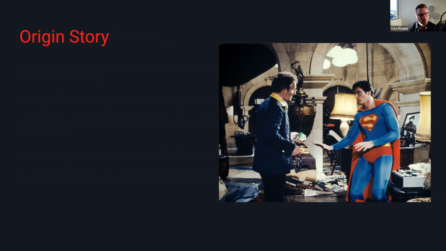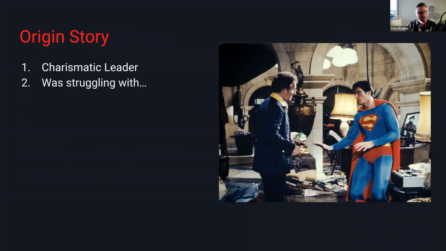And every great origin story starts with a charismatic leader. I mean, who doesn't like Clark Kent? I mean, he's kind of goofy by day, and then he's Superman when he changes. It's incredible, right? And that charismatic leader, what did they struggle with? What was it that they struggled with that was an emotional component?